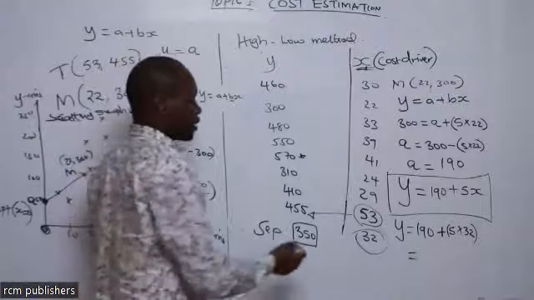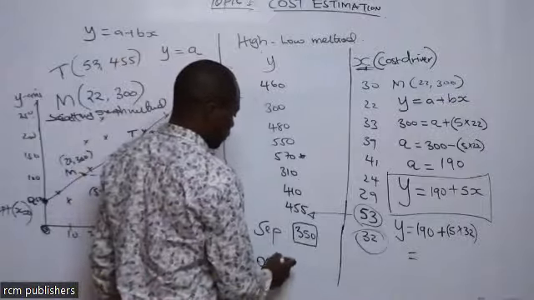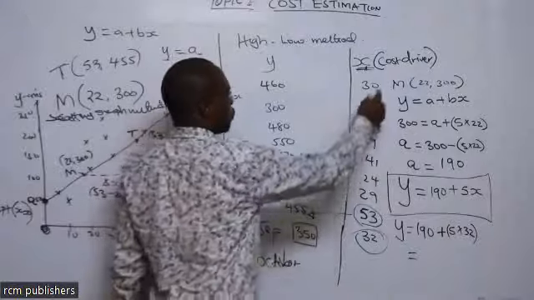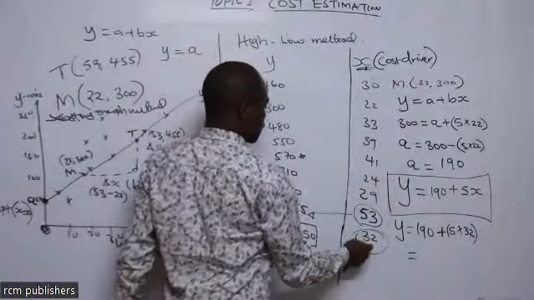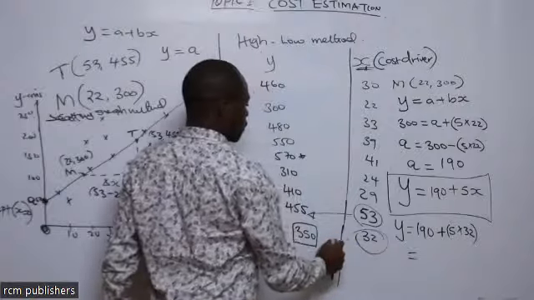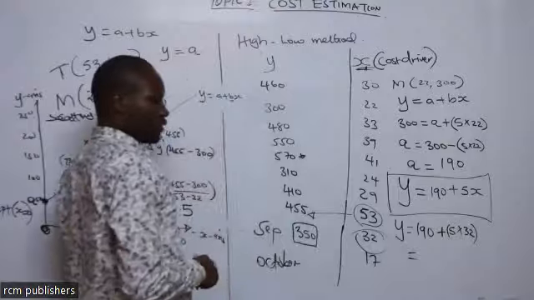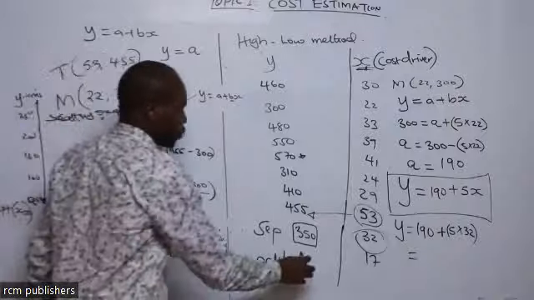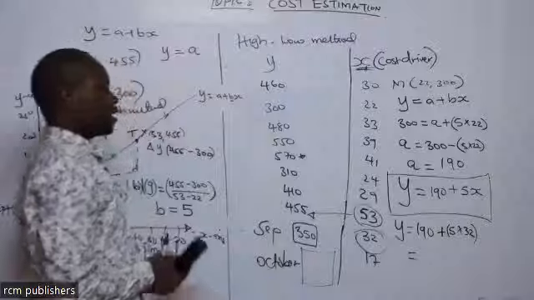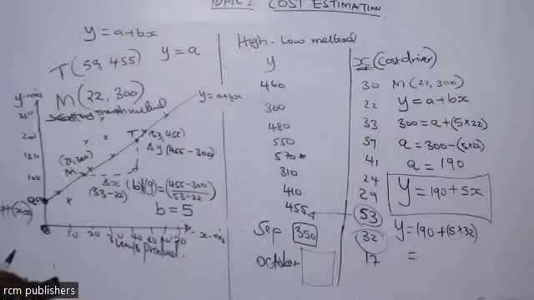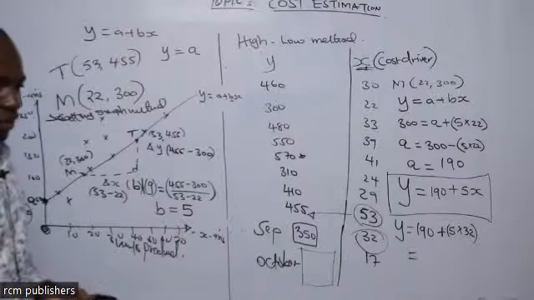If I'm told that in the month of October, my total units produced reduced from 32 to 17, what will be our production cost in that particular month? Somebody to guide us there. 275.